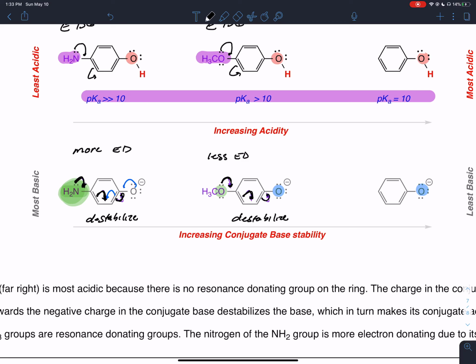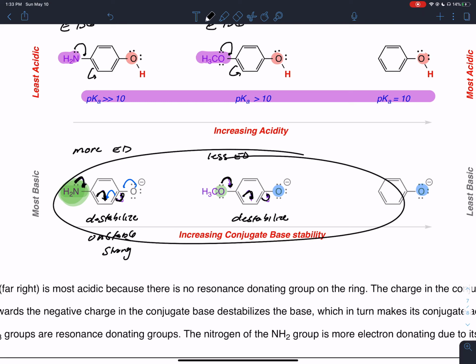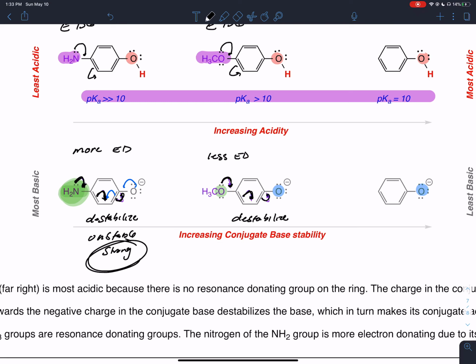So comparatively, this base is more stable than this one because in this base, the NH2 is resonating more effectively, destabilizing the base to a greater extent. Again, if this is less stable, it is unstable. Unstable equals strong. If we're looking at the base, the bases are basic forms. If this is stronger, then its conjugate acid is the weaker acid, the weakest acid in the series.